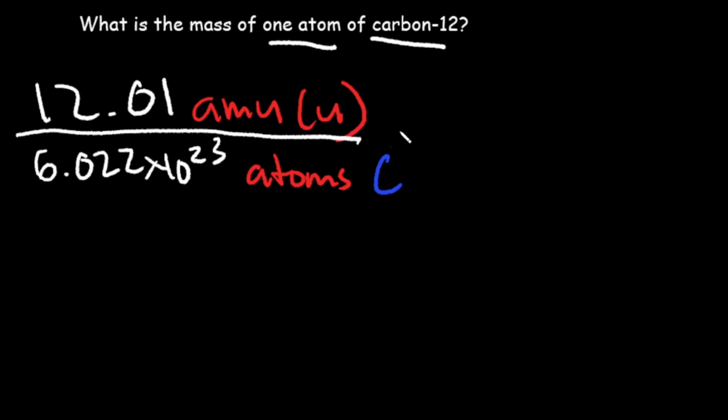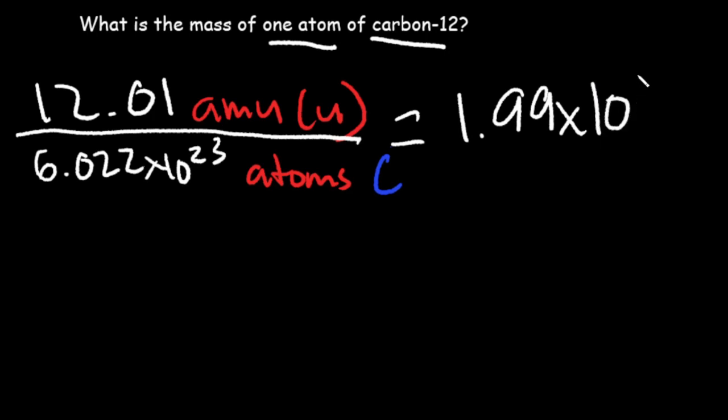And this is basically all you need to do. So 12.01 divided by 6.022 times 10 to the 23rd atoms, you'll get 1.99 times 10 to the negative 23rd grams of carbon. And that's the whole problem.